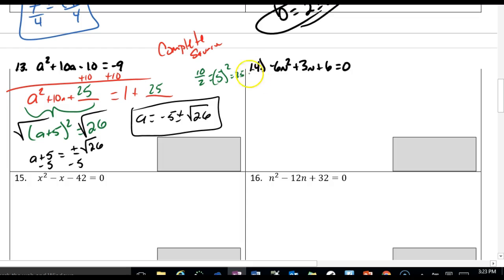So in number 14, okay, I cannot complete the square because I have the two terms. I cannot complete the square because a is not 1, and this looks like I probably could factor it, but because of the bigger numbers, I'm going to jump right into my quadratic formula.